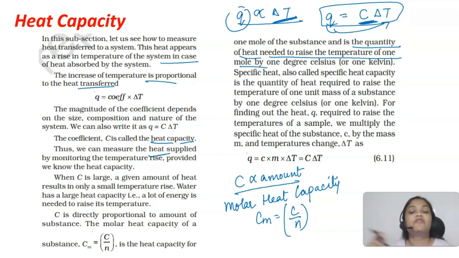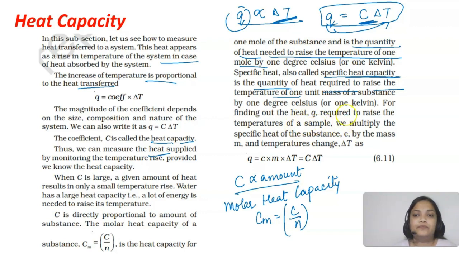Now what is specific heat capacity? That is also different. Specific heat capacity means the quantity of heat required to raise the temperature of 1 unit mass of a substance. There we were talking about 1 mole. So here, the amount of heat required to raise the temperature of 1 unit mass of a substance by 1 degree, or you can say 1 Kelvin, is the specific heat capacity.